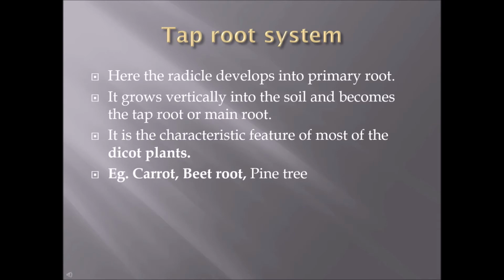First we will see the definition of the taproot system. A seed will have two ends, the radical and the plumule end. The radical is for the roots to grow and the plumule is for the stems to grow. From the radical, a primary root will arise and it will grow vertically into the soil and become the taproot or the main root. So this is the taproot system. Usually it is present in dicot plants. Examples: carrot, beetroot and pine trees.